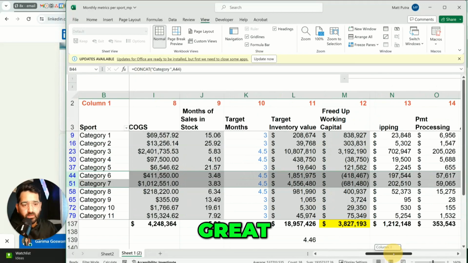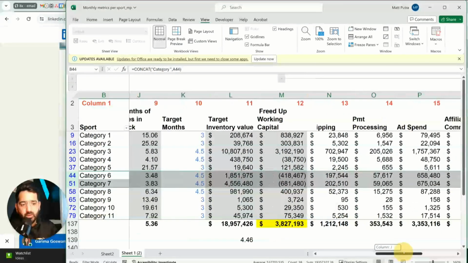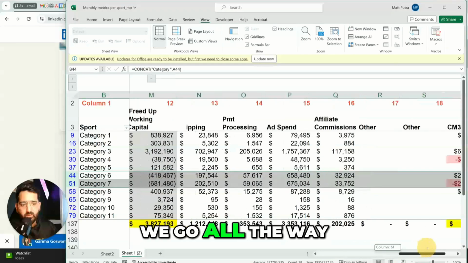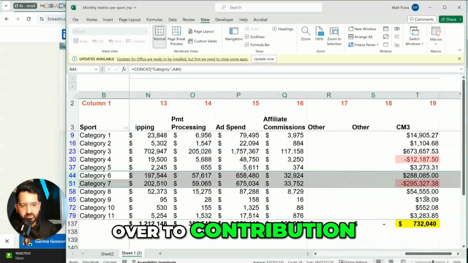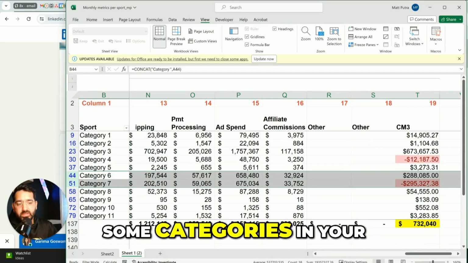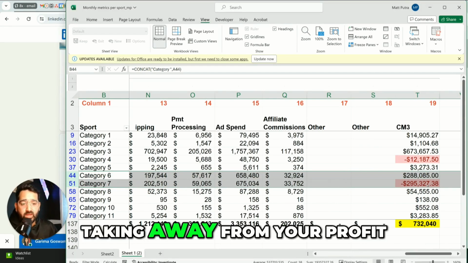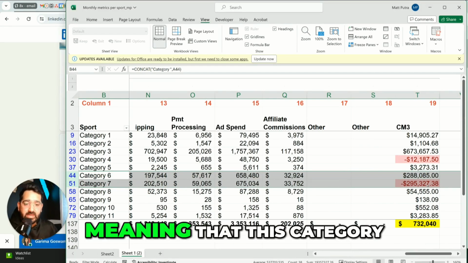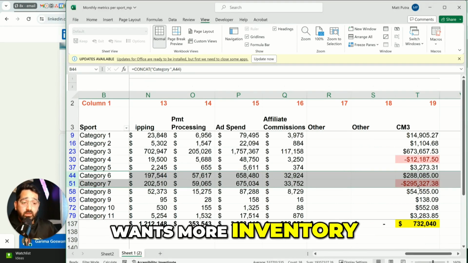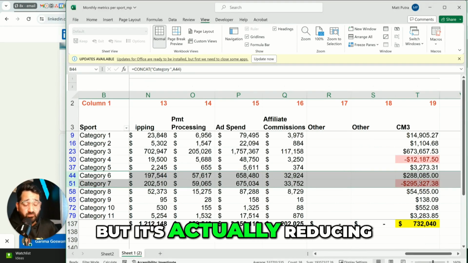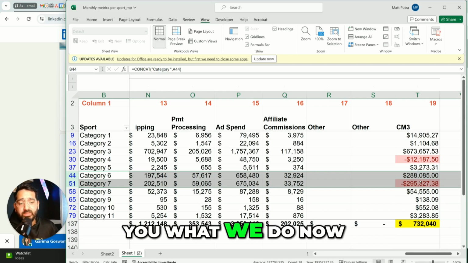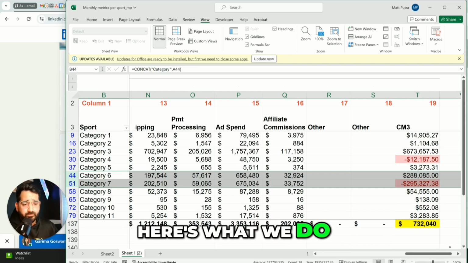Great. Now, we look at shipping, we look at payment processing, we look at ad spend, we go all the way over to contribution margin, and we can see that there are some categories in your business that are taking away from your profit, meaning that this category wants more inventory, but it's actually reducing your profitability completely. So let me show you what we do now. When we know that, here's what we do.